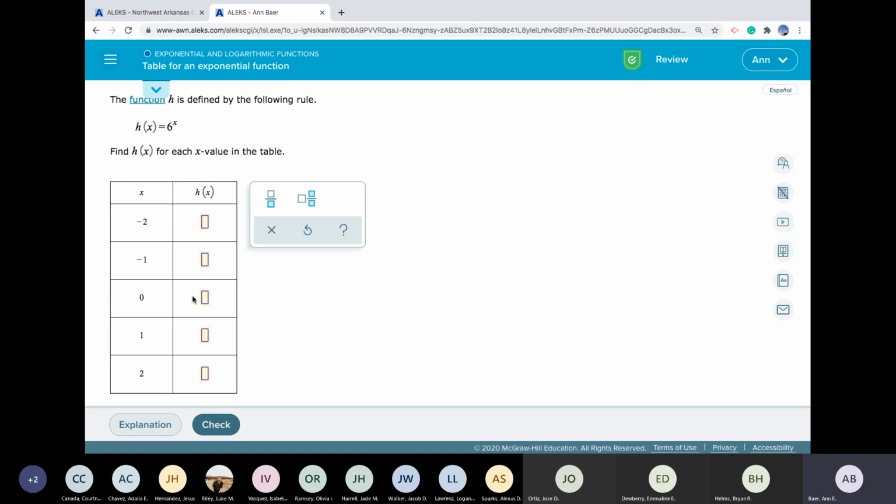So I'm going to write down the t-table. I'm just going to put in -2, -1, and this is typically what we use, 0, 1, 2. So -2, -1, 0, 1, and 2. And h of x equals 6 raised to the x.